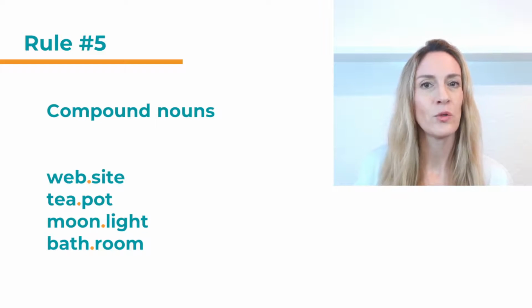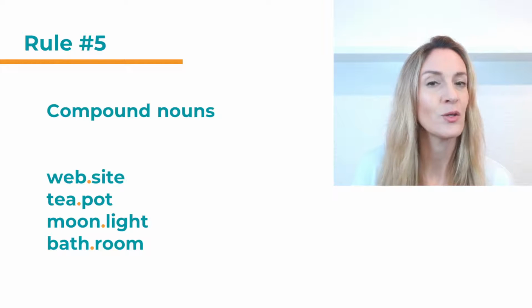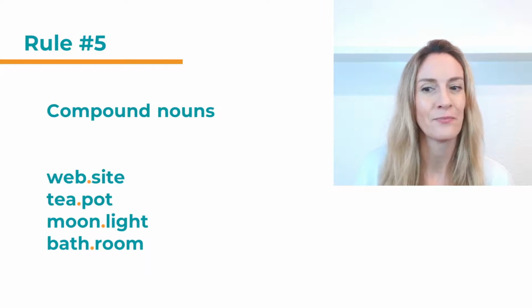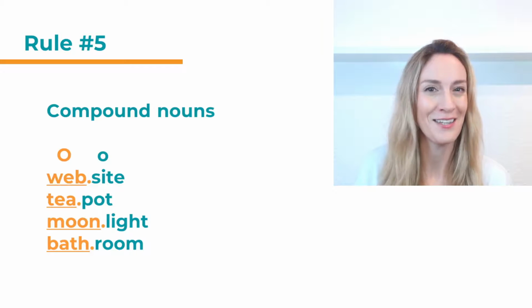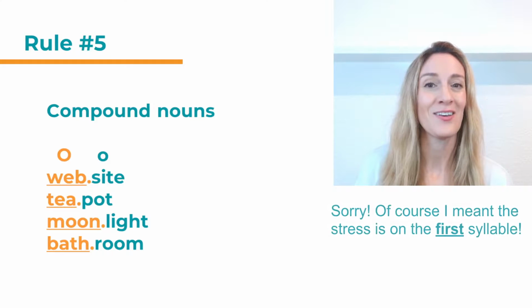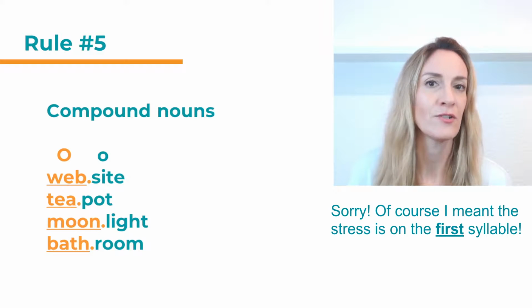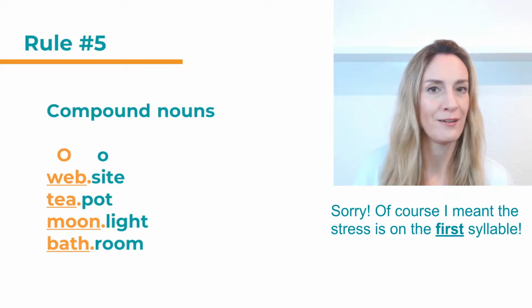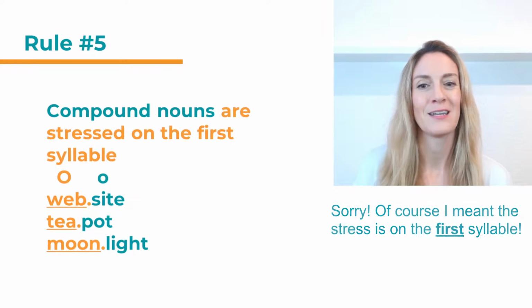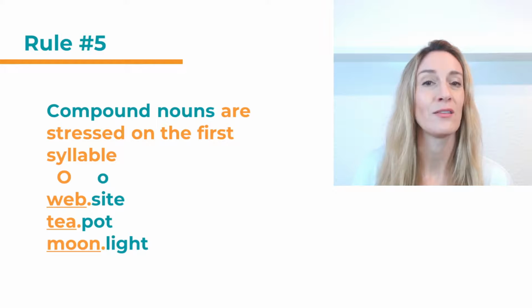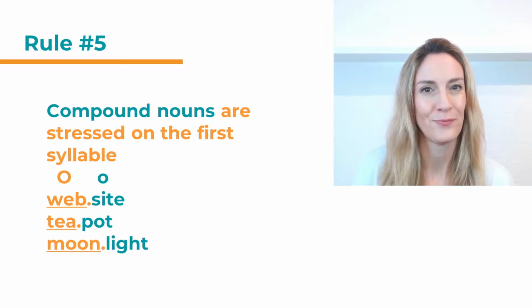Now, I will say the words and I want you to listen carefully so you can tell me where the stress is. Website, teapot, moonlight, bathroom. Hopefully you were able to hear the stress, and the stress is on the first syllable, very similarly to the common nouns consisting of two syllables in rule number 1. So the rule is compound nouns are stressed on the first syllable.